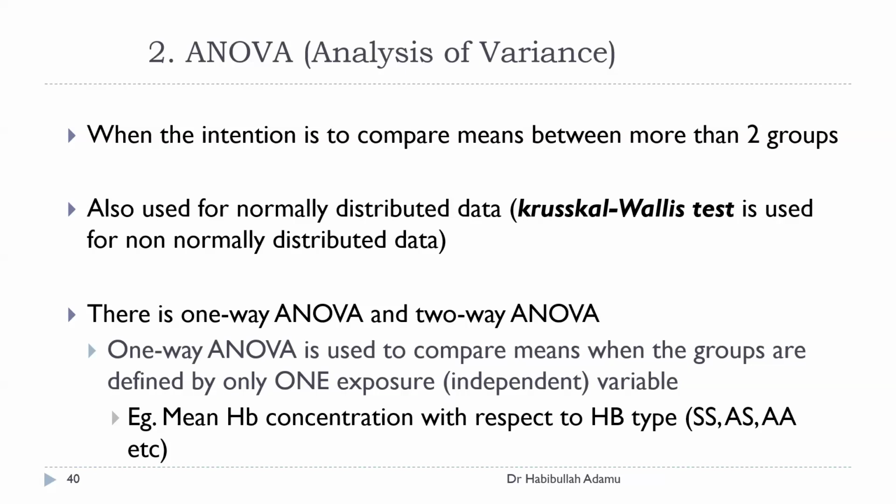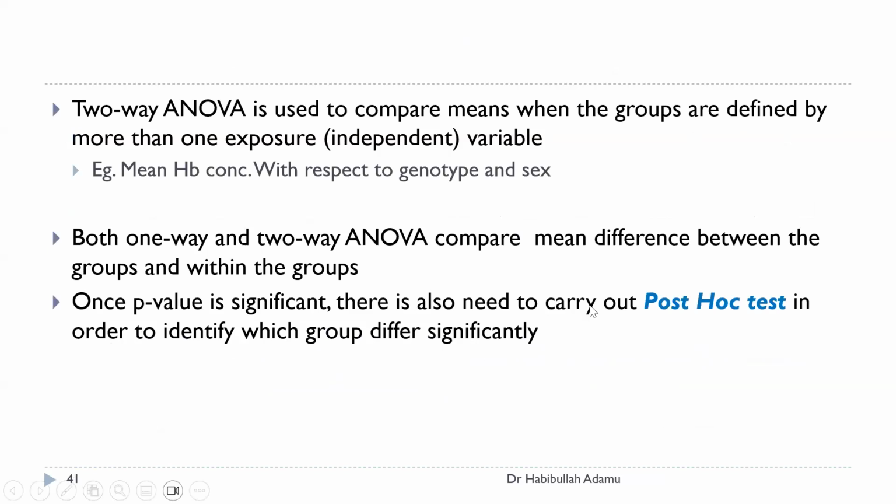But if you are comparing mean values based on more than one exposure, for example, based on sex and genotype, it is two-way ANOVA. Or based on sex, genotype, and blood group, it is still two-way ANOVA. So this is it on this slide.